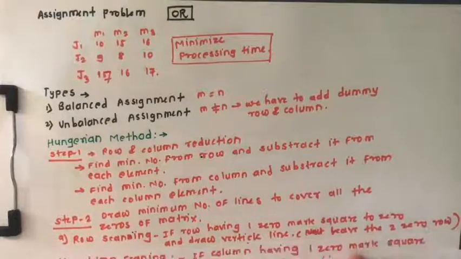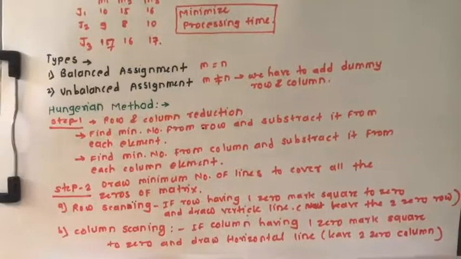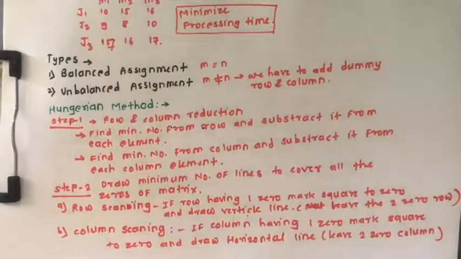After that, for the column scanning, if a column has one 0, mark a square on that particular 0 and draw the horizontal line passing through that particular 0. If a column contains two 0s, then we leave that particular column. So this is the method to draw the minimum number of lines to cover all the zeros. Okay, now we will discuss the third step.